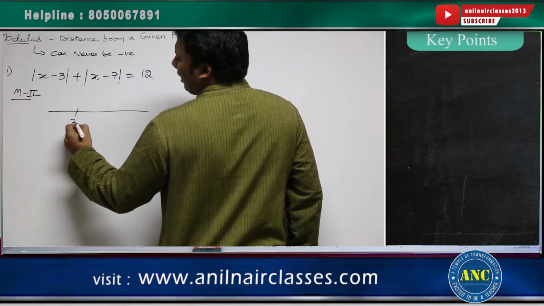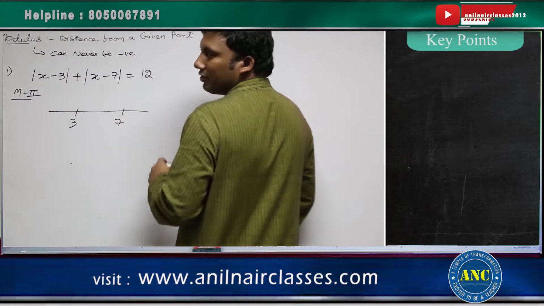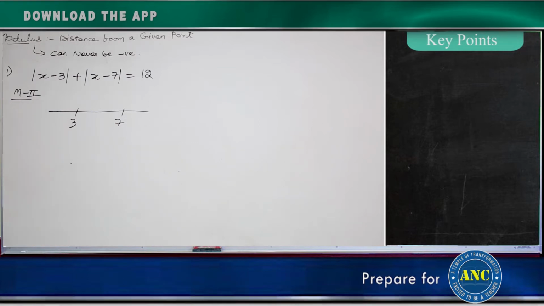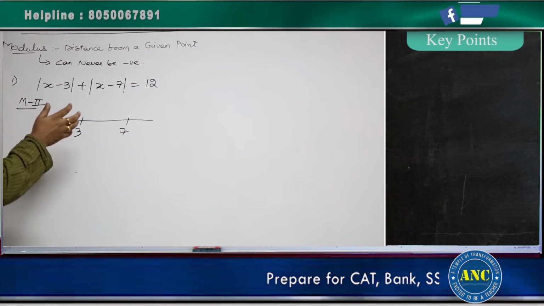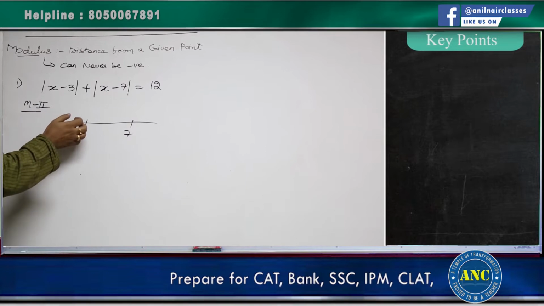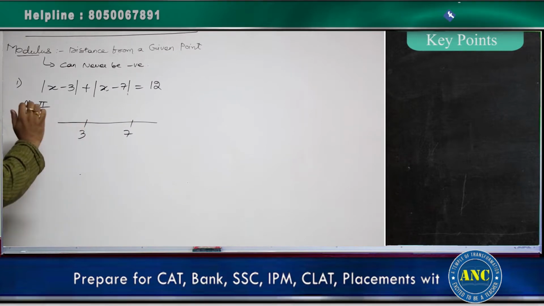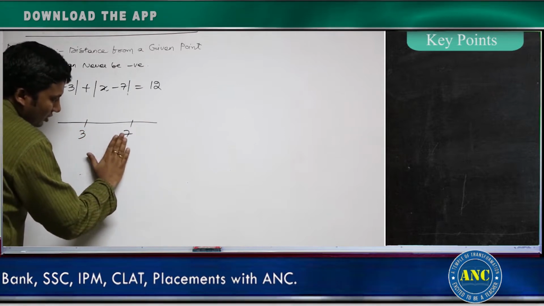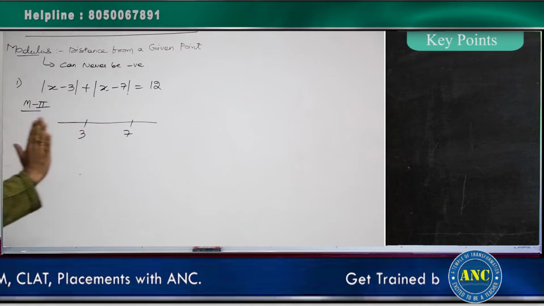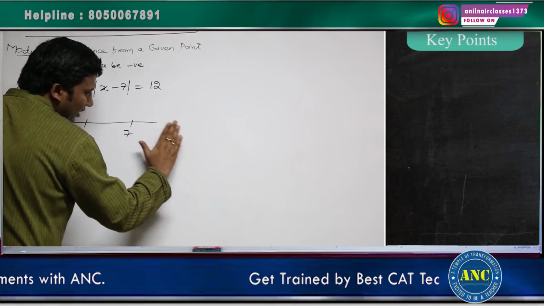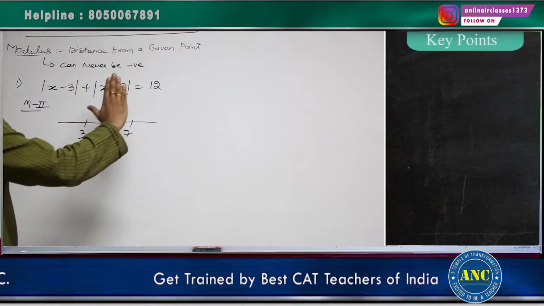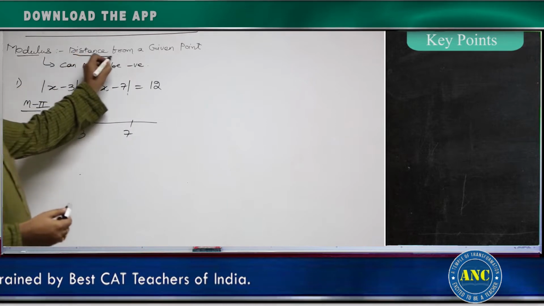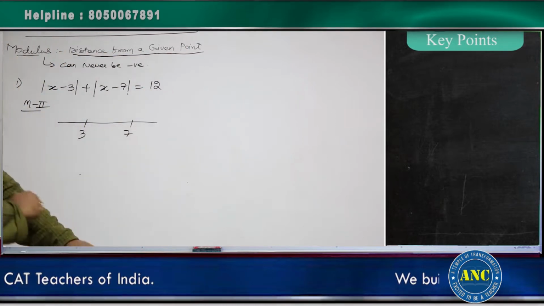Listen carefully. Critical points of x are 3 and 7. Now, there are 3 cases. One, there could be a point less than 3 that might give me the answer. There could be a point between 3 and 7 that can give me the answer. There could be a point greater than 7 that will give me the answer. Instead of writing the cases, now we will do it in terms of distance from a given point.